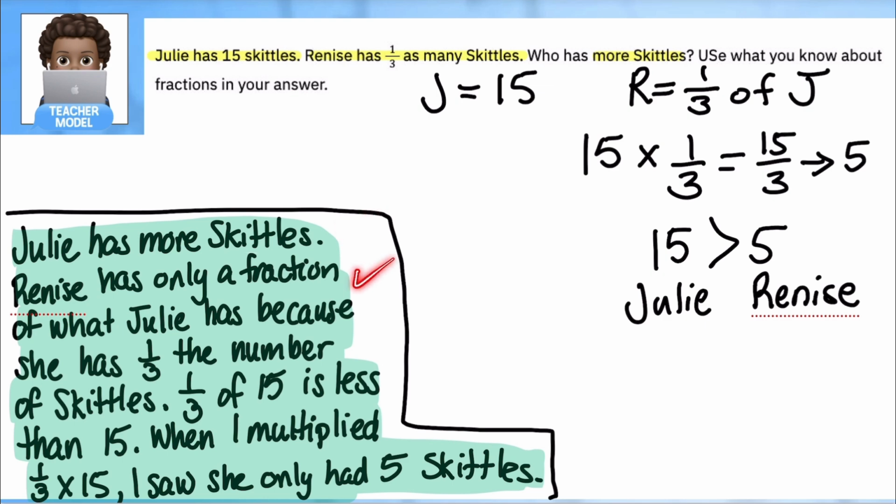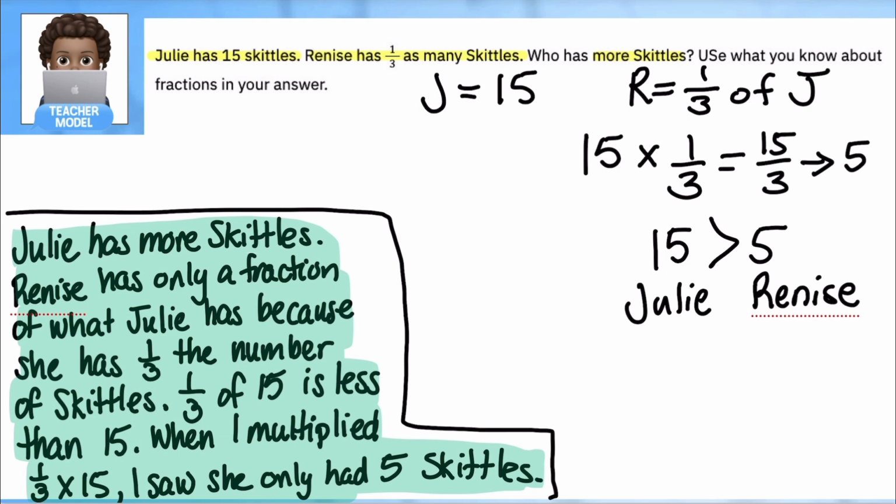Renice only has a fraction of what Julie has because she has 1/3 the number of Skittles. Perfect. 1/3 of 15 is less than 15. When I multiplied 1/3 times 15, I saw she only had 5 Skittles. There, done. So I just have nice, simple sentences.